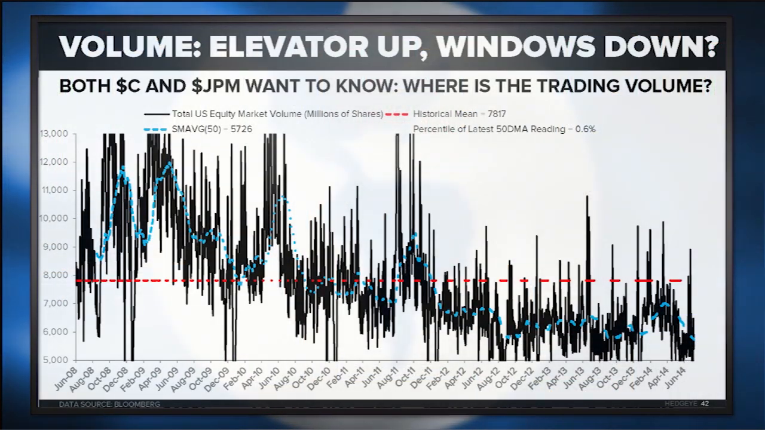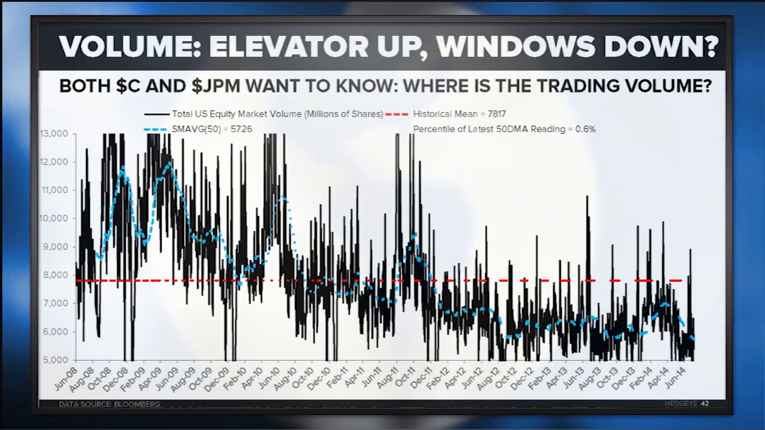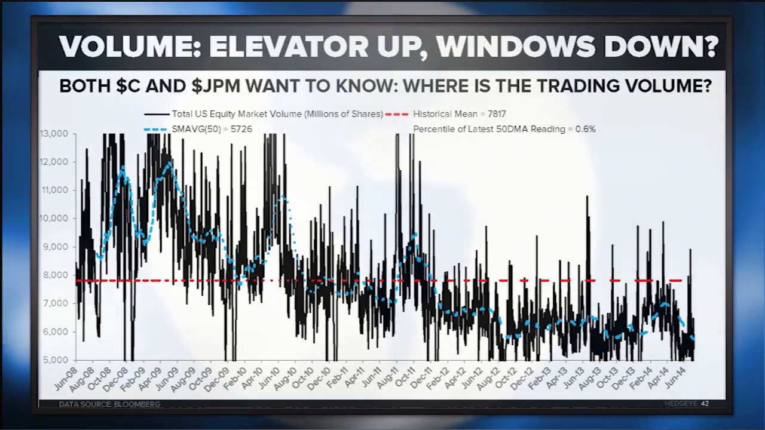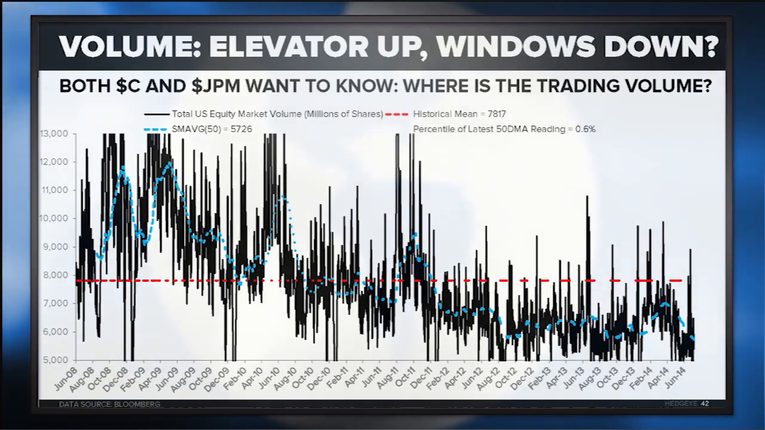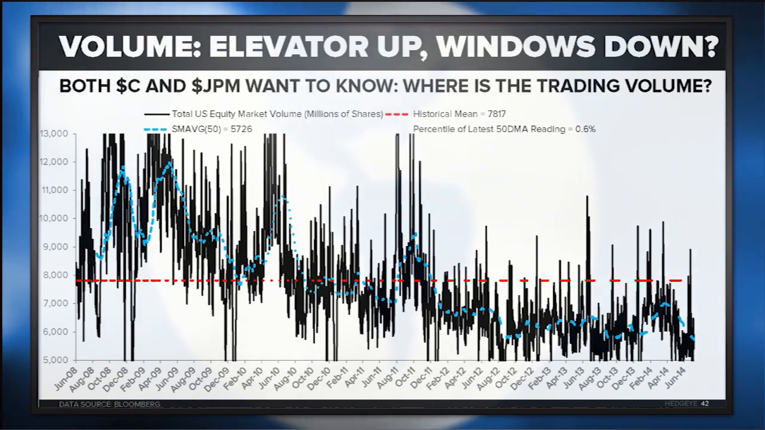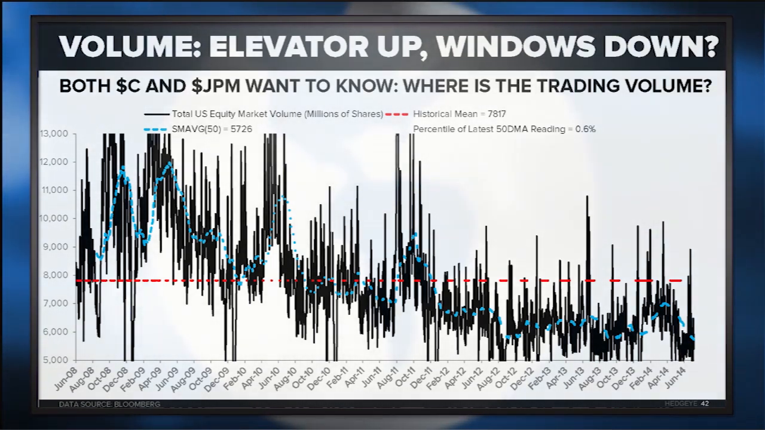Now, what I'd say to round up this rant is what's different this time than 2007. Because of course, cycles always see something at some point that they've seen before. We can't say we've seen this one before, which is volume, and what we call this one is the elevator up, windows down chart. We did not see this kind of liquidity problem, a potential liquidity problem for public markets, that we're seeing now.